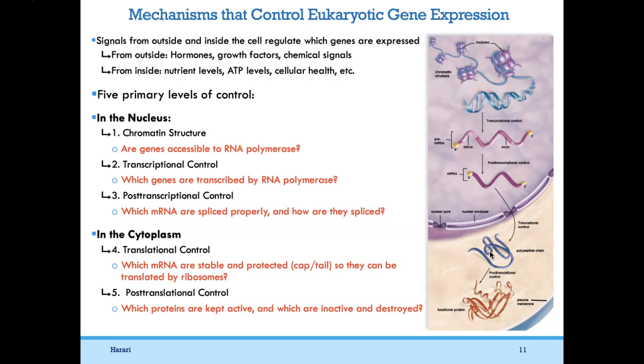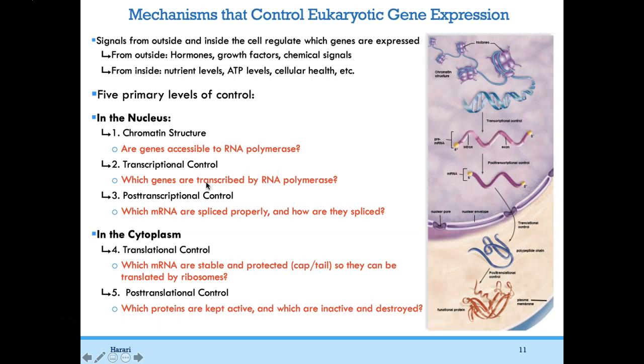So, again, this is a summary slide that's very important. We said every cell of your body has the same exact genes, right, more or less. But not every cell expresses the same genes. Based on all these different factors, chemical signals from the outside and inside of the cell could control the structure of chromatin.